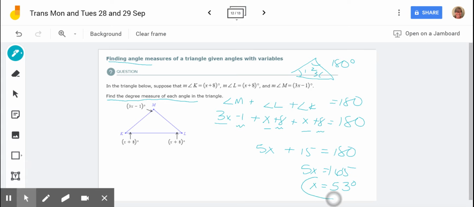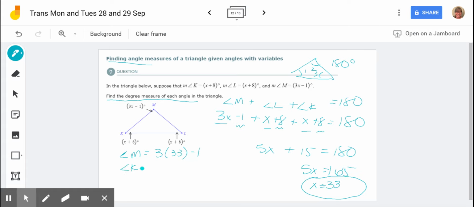X is equal to, 5 goes into 16, 5 times 1, 53. Well, x is equal to 53, but that's not your answer. Don't be tempted, because look, it says 3 times x minus 1. X is not 53, that was stupid. X is equal to 30 something. I divided that wrong. Sorry about that. 5 goes into 165 33 times. My bad. Okay, so angle M is equal to 3 times 33 minus 1.